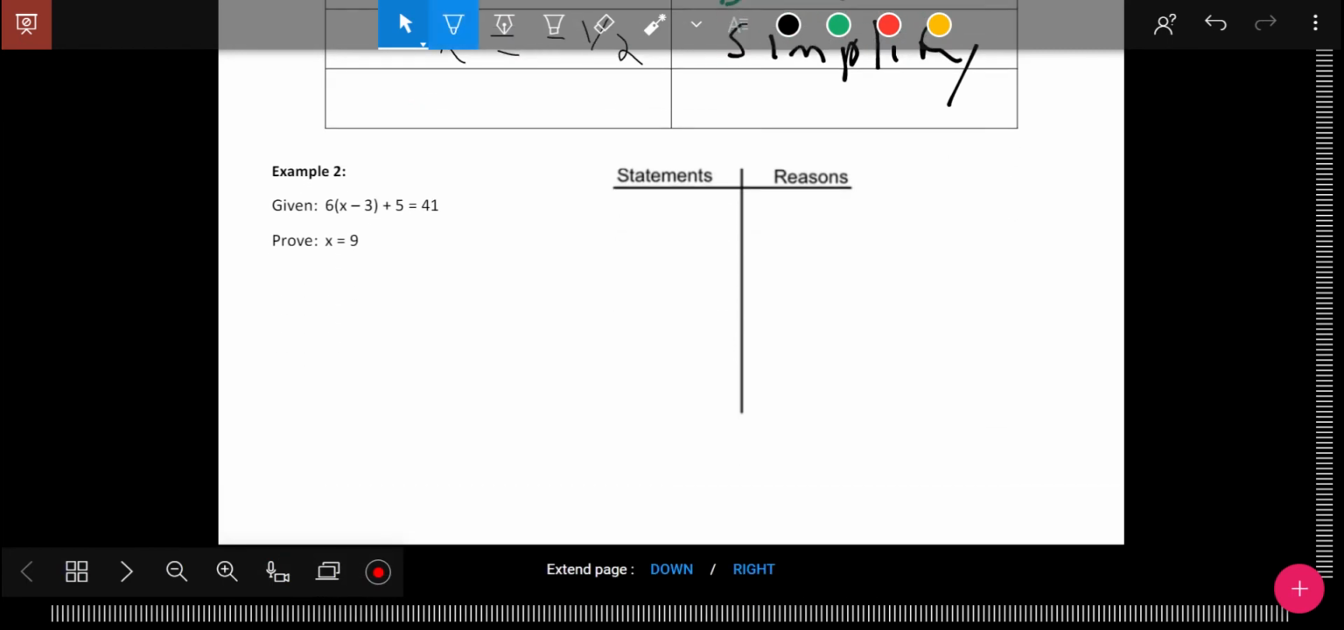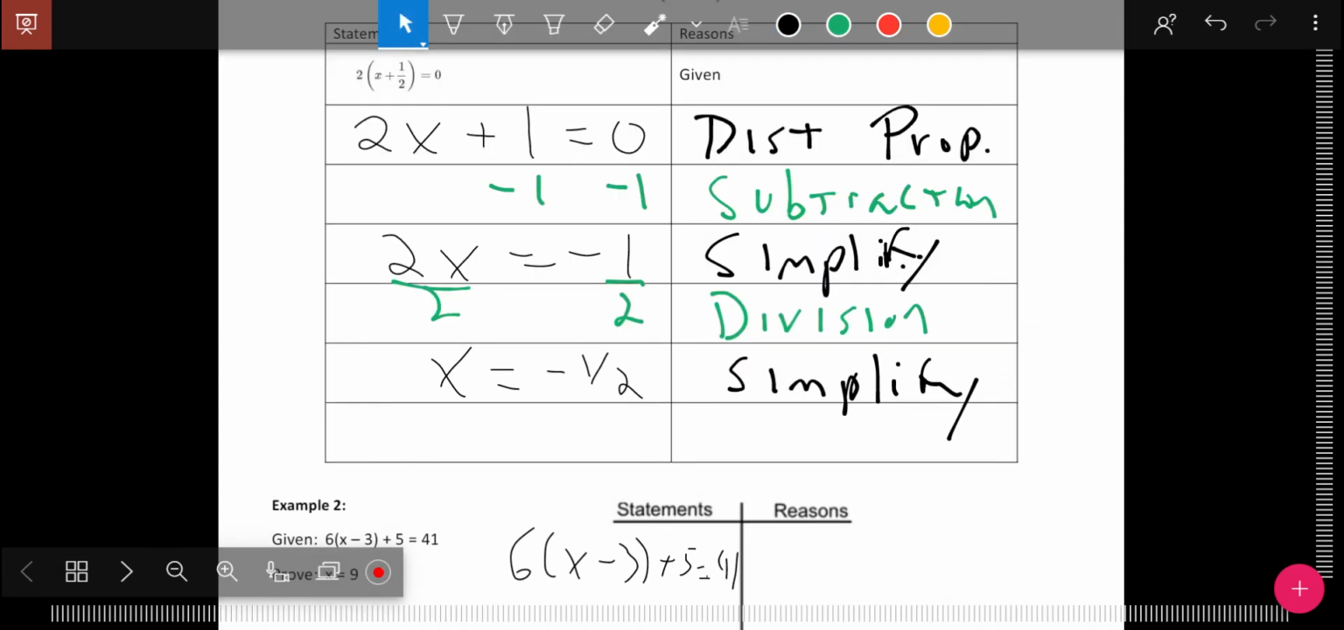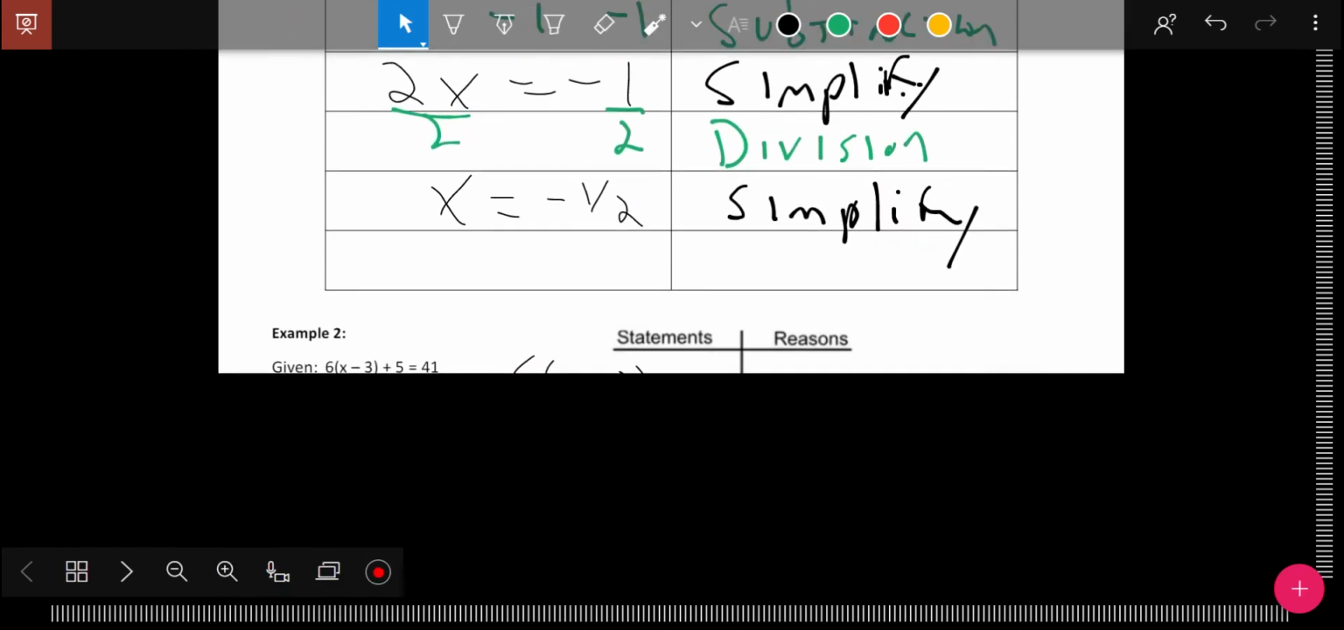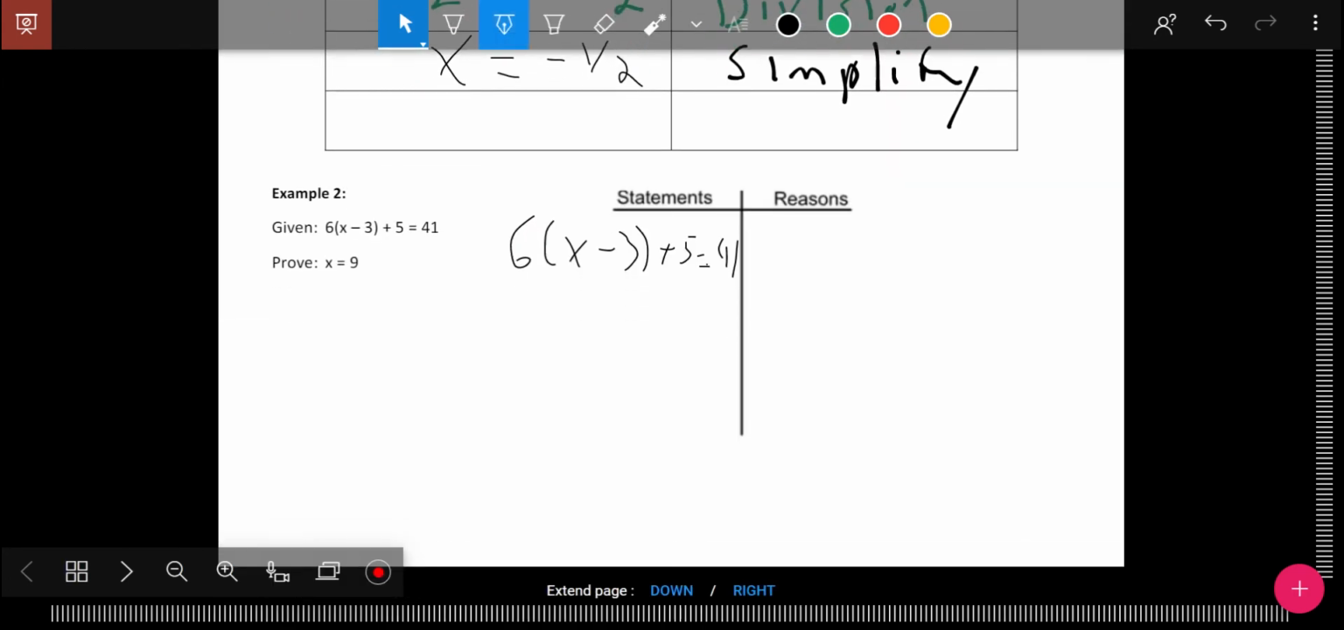Let's look at an example. 6 times (x minus 3) plus 5 equals 41. We always start the proof with the first reason. If you go back up here, the first reason was the problem they gave us. So we're going to start proofs in our class with the given every time. Now we're going to distribute. 6 times x is 6x, 6 times 3 is 18, plus 5 equals 41. Sorry, I kind of ran close to the edge there.